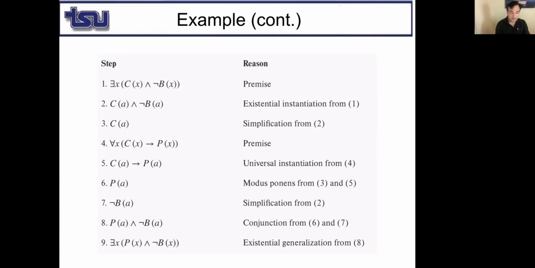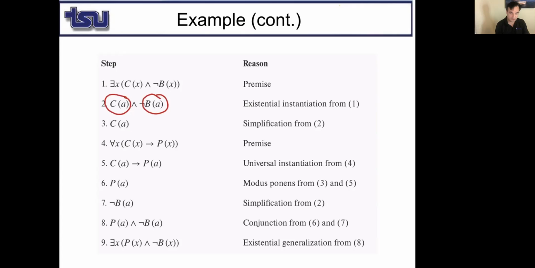And this was the second premise: all students in this class passed the first exam, right? So since this is true for all students, it must be particularly true for A. C(A) implies P(A). Now look here, this one and this one. C(A) is true, C(A) implies P(A) is true, then P(A) must be true from modus ponens, right?